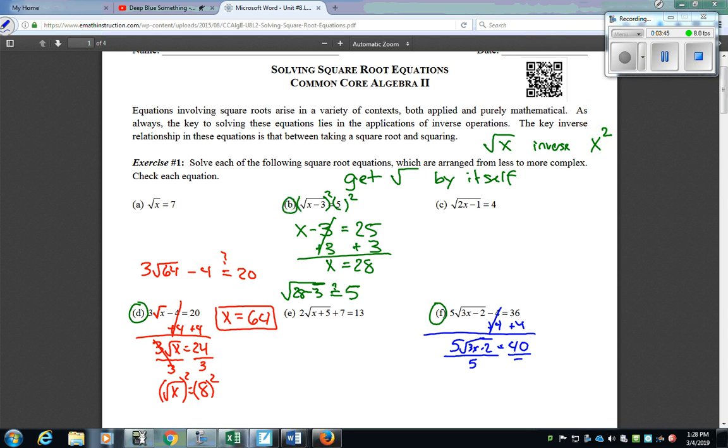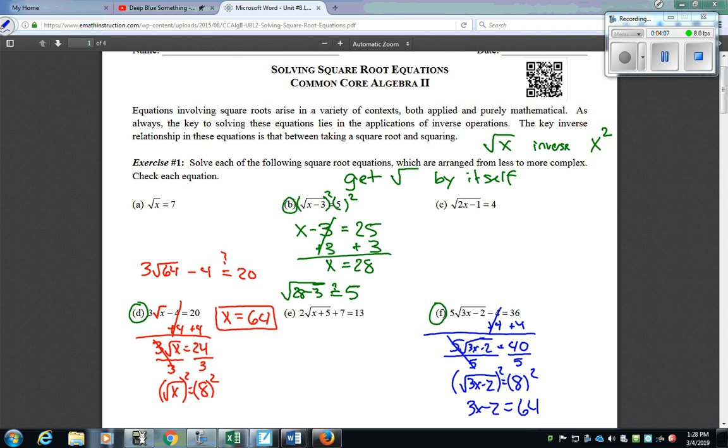Think of that square root as one term. You're just going to try to keep everything that's under it with it. 40 divided by 5 is going to be 8. Now again, we would square once we have the square root by itself. So we have 3x minus 2 equals 8 squared, which is 64.